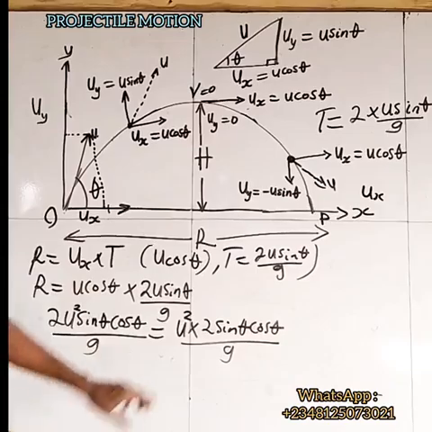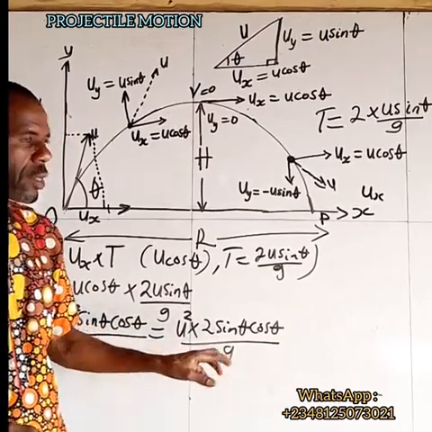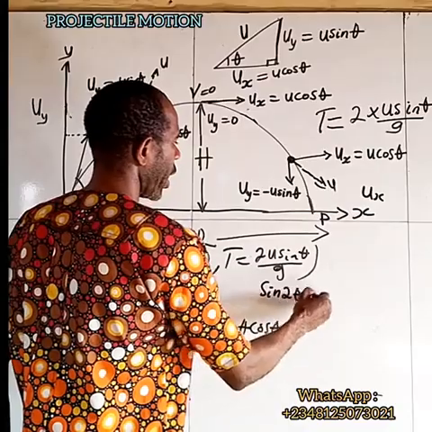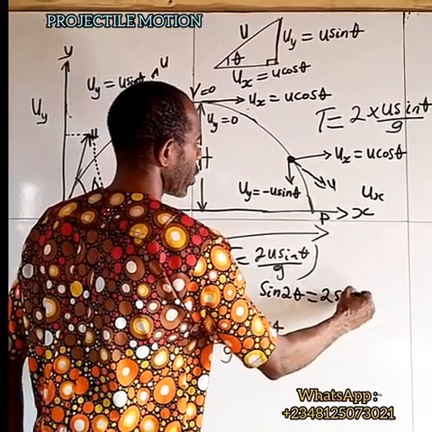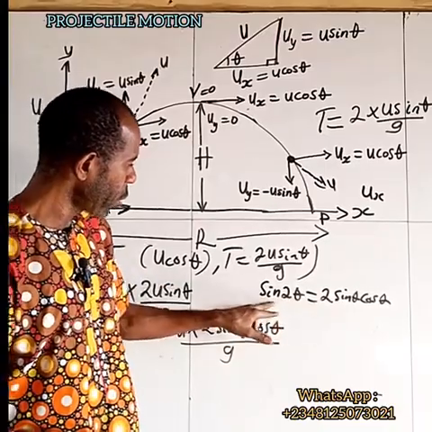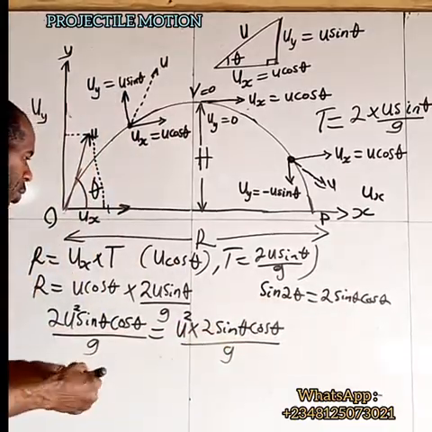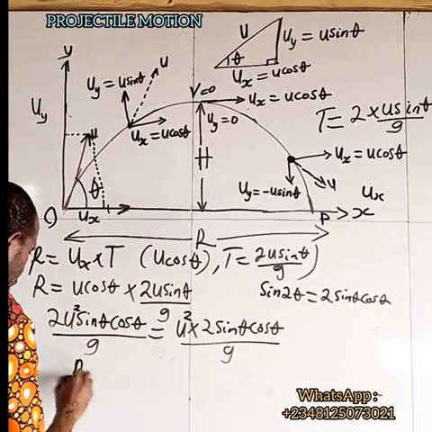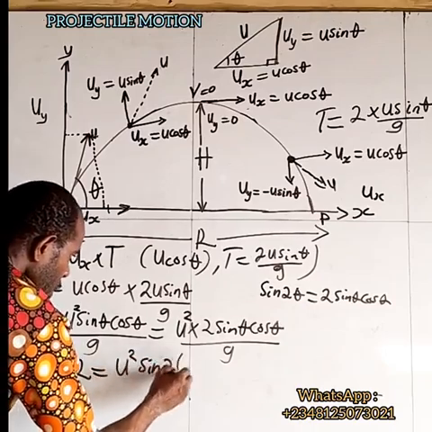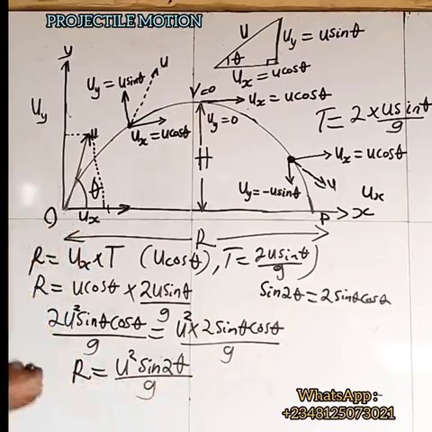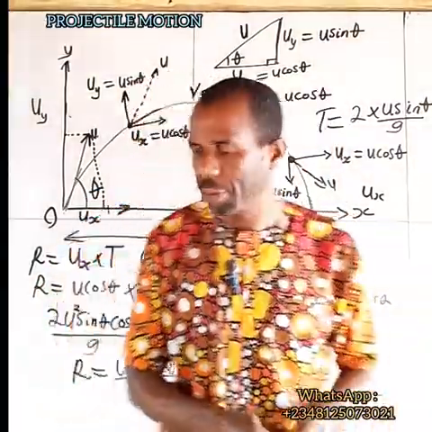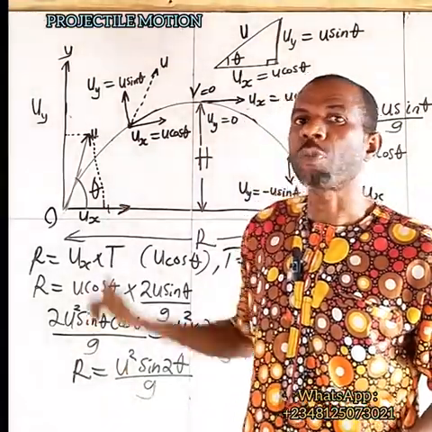So that's u square. Now remember, in our trigonometric identity, under compound angles, we have sine 2 theta equal to 2 sine theta cos theta. So we are going to use this identity now to replace what we have here, so that at the end of the day, we will have our range equal to u square sine 2 theta all over g. So this is the formula we use in calculating the range of this projectile.